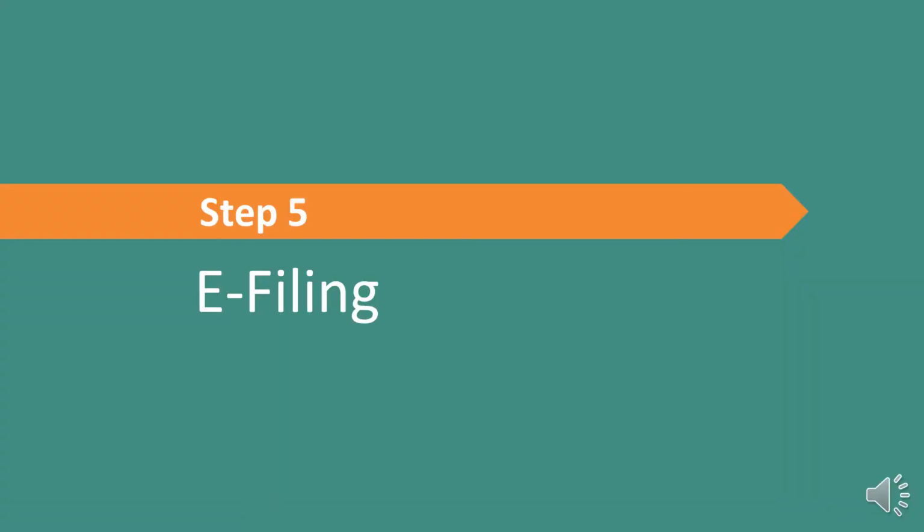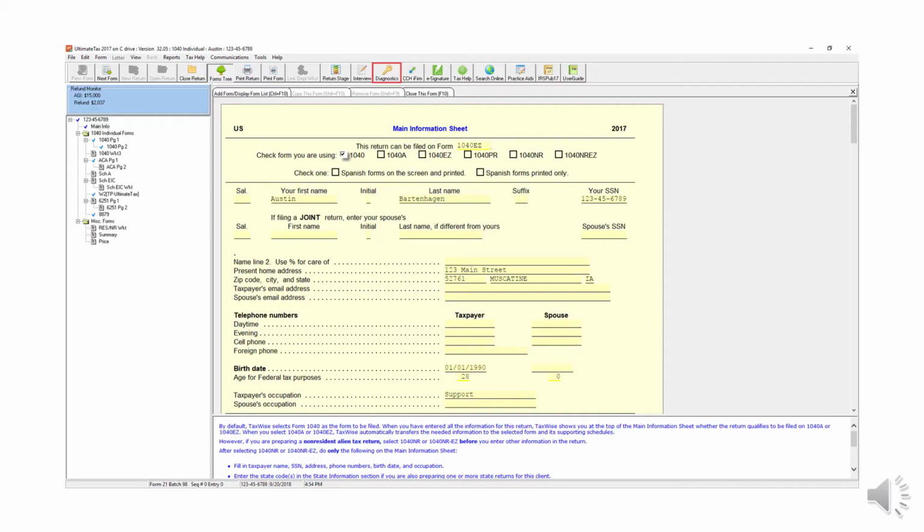Step 5. E-filing. In order for a return to be e-filed, it will need to go through diagnostics to check for errors that may prevent it from being filed. Note, a return that has passed diagnostics is not guaranteed to be accepted by the IRS or state agency. It is best practice to review the return as well to double check for any outstanding issues.